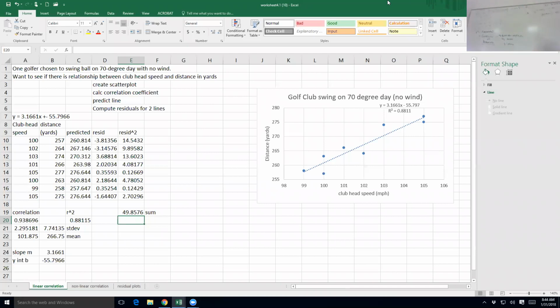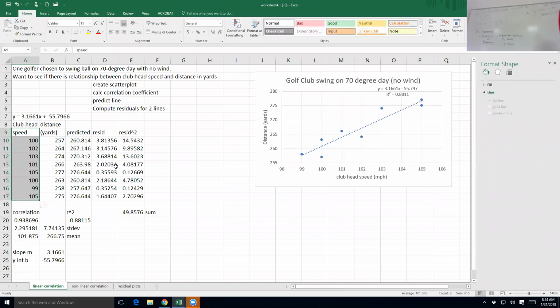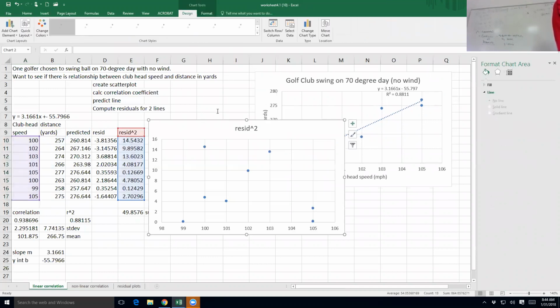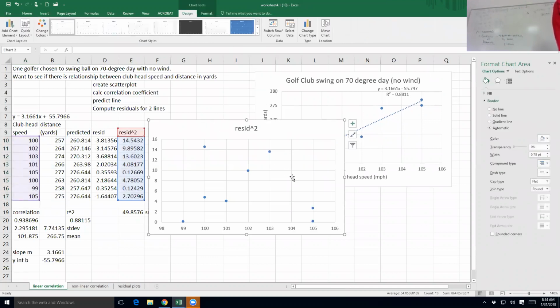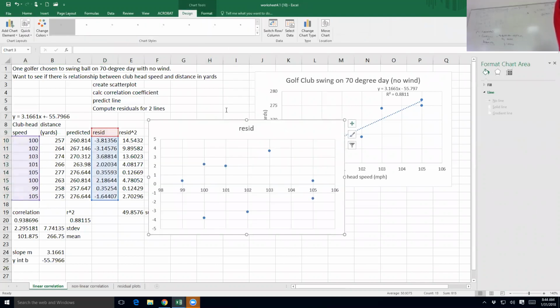Now, what you can do is create a residual plot. So I'm going to take my speed here, my x values, hold the control key down, and plot the residuals squared. Not the residuals, that's the residuals squared. I'm going to create a scatter plot. Oh, you know what? I did that wrong. Sorry. I want to do the residuals. This is why it's called a residual plot. I'm going to insert my scatter.